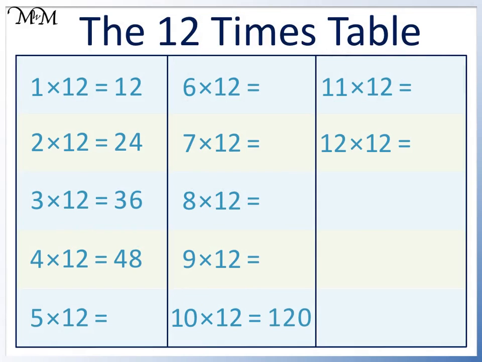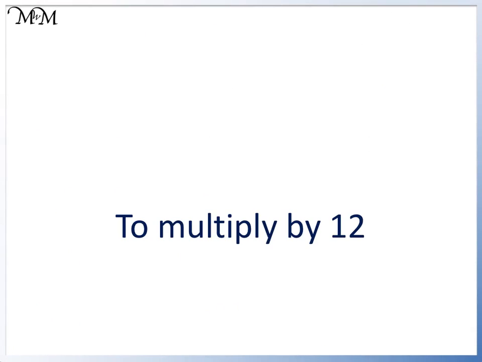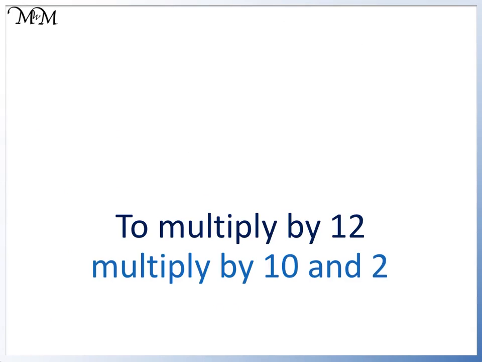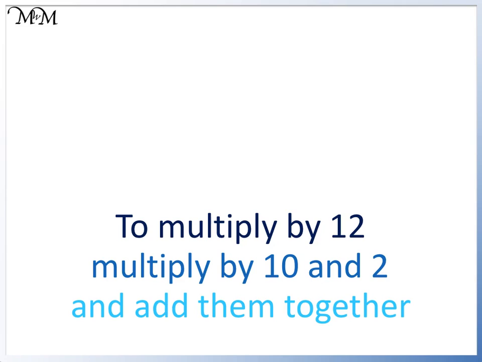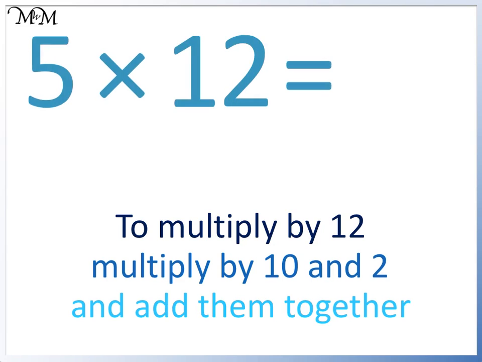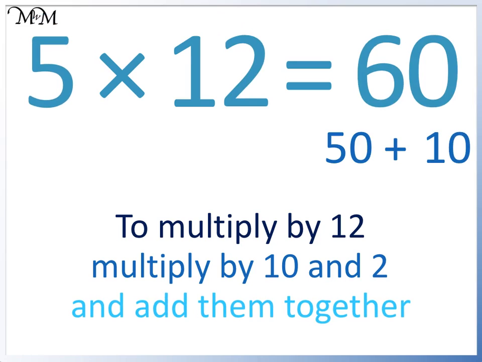For all other numbers, we can use a different strategy. To multiply by 12, multiply by 10 and 2 and add them together. For example, in 5 times 12, 5 times 10 equals 50, and 5 times 2 equals 10. We add 50 and 10 to get 60. 5 times 12 equals 60.